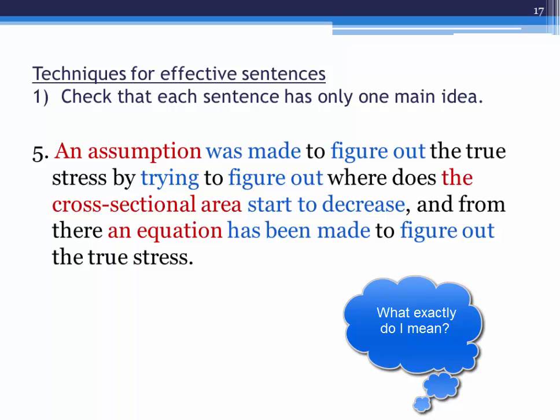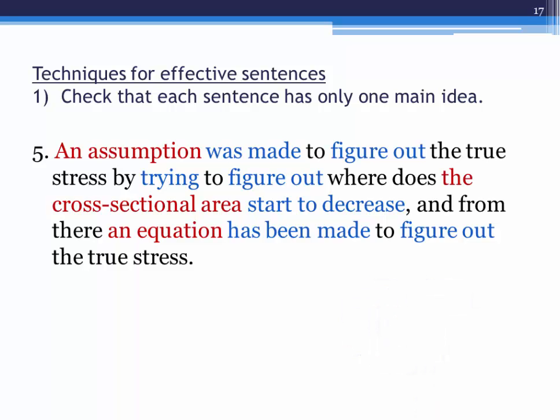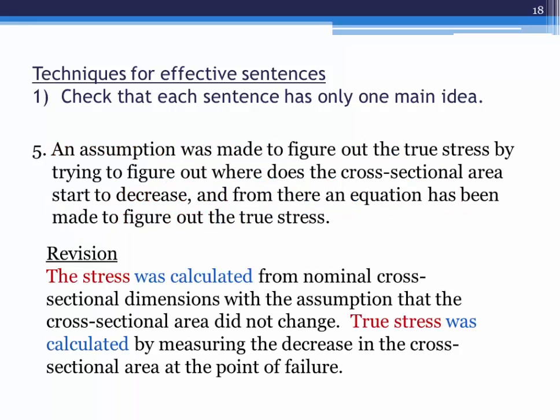Train wreck sentences often come from writers themselves not having a clear understanding of their ideas. This writer is actually trying to describe how stress and true stress were each calculated. Here's a revision, with 2 sentences, one main idea per sentence. First, how stress was calculated, then how true stress was calculated.